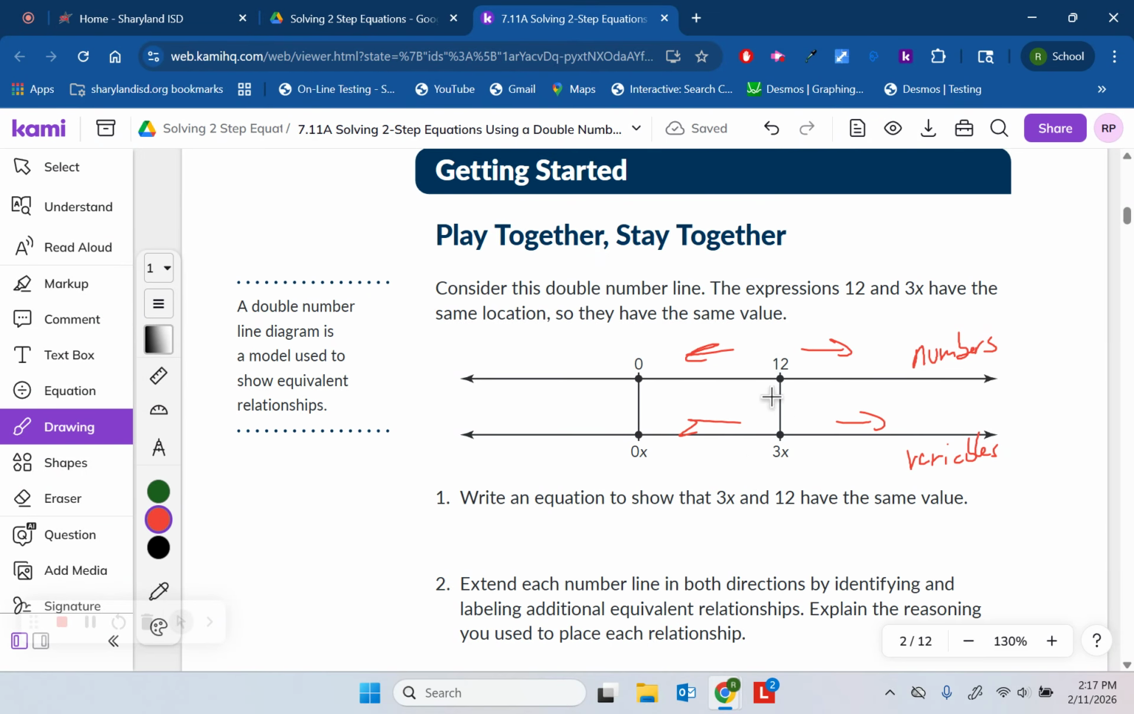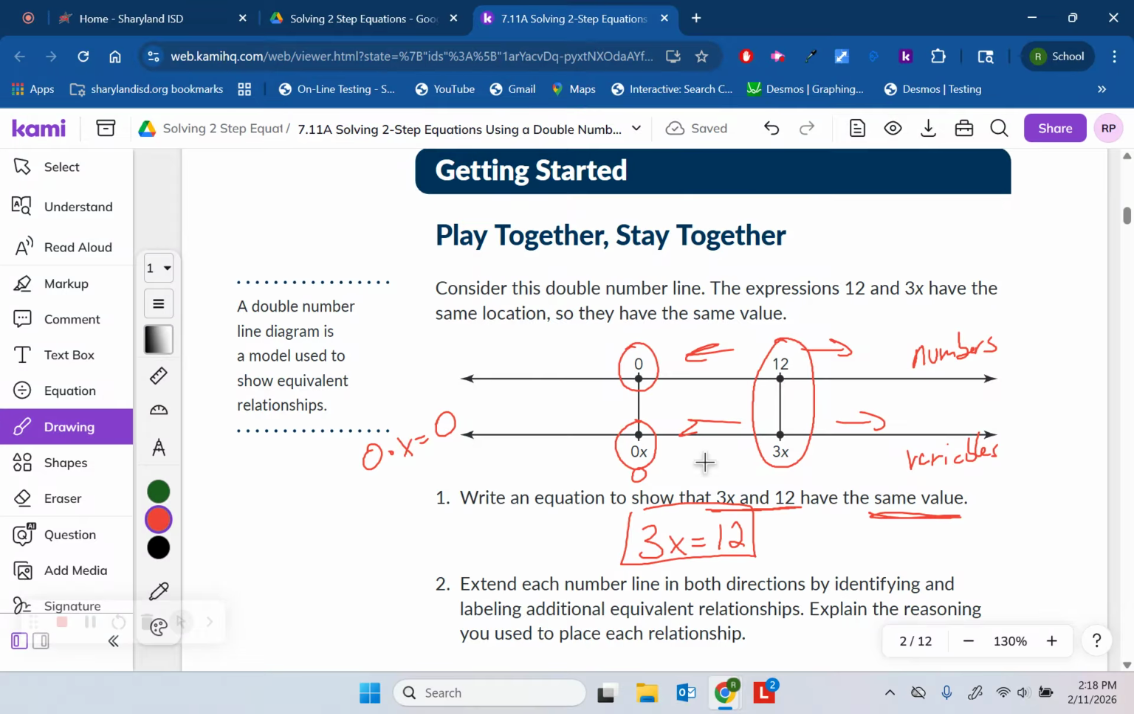First things first, notice that this is my 0. Over here I have a 0x. So what is 0 times any value? 0. So these two are equal, right? Because 0 is at 0, and this is really 0 times x, which is 0. So I have the same value of 0 on both sides. For this 3x and this 12, we're going to write an equation that helps us find that same value. They have the same value, so we know that 3x equals 12. And that's where we start.